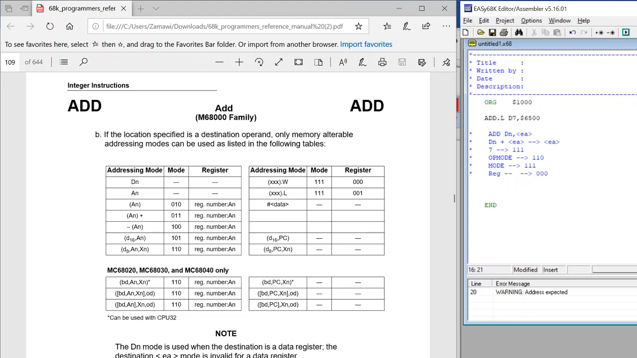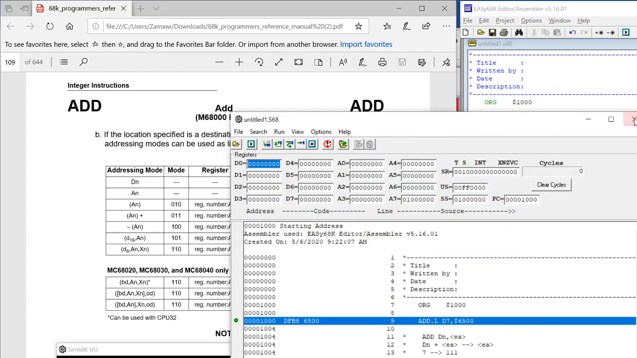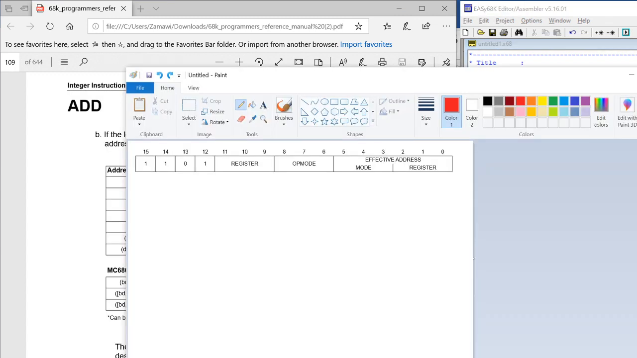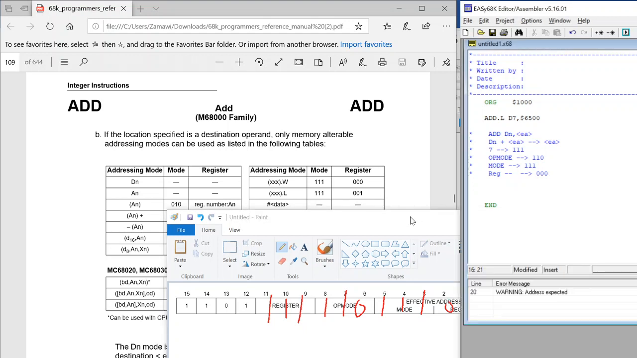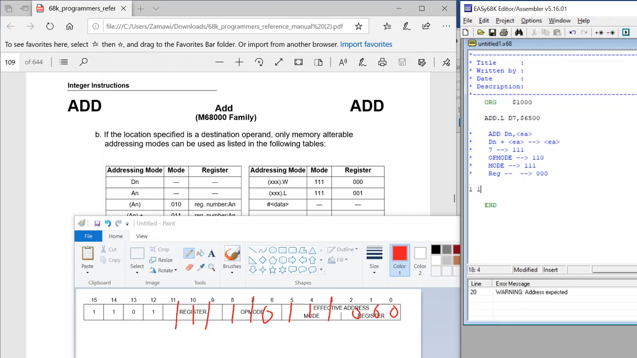Okay, so this is the one, right? So let's look at whether it's correct first. It should be D. Yeah, it should be D. Okay, let's try to figure out these values. So 1101, register is 111, right? Op mode will be 110. Effective address mode will be 111, and the register will be 000. So the final answer is 1101 111 110 111 000.